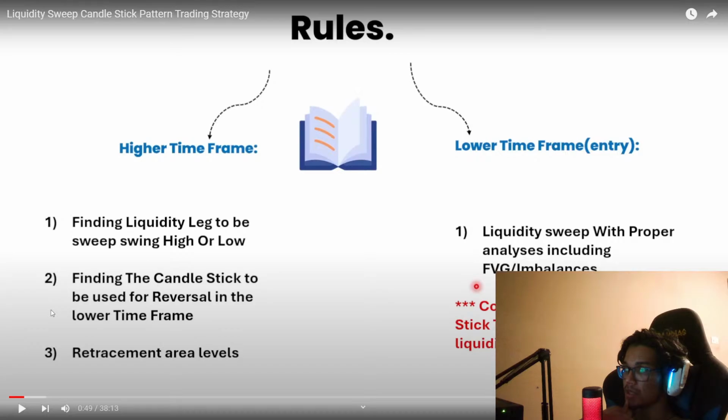So the high time frame fair value gap manipulation will be very visible on the low time frame. So the low time frame will have a buy model, ideally if you're using a fair value gap or imbalance, with the liquidity leg.